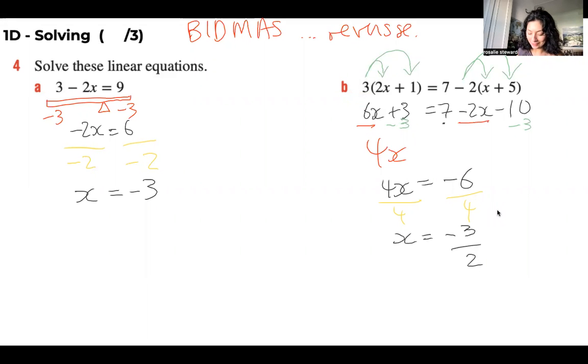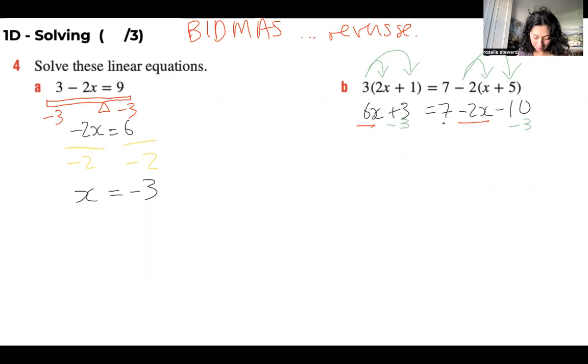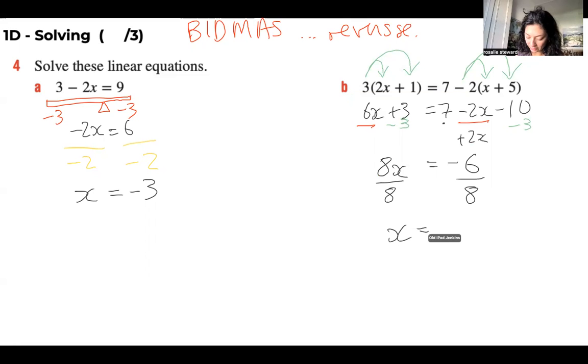Just made a big mistake, I realize actually. Sorry, let me just get rid of this. This is what happens when you don't do everything properly. Okay, so to get rid of that 2 on this side, I'm adding 2x to both sides. So I've got 8x on the left-hand side, minusing 3 from the left-hand side, adding it all to the other side, leaves you with minus 6. Divide both sides by 8, x equals negative 3 on 4. Sorry about that.